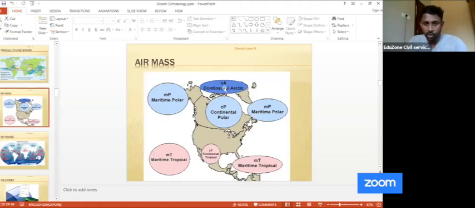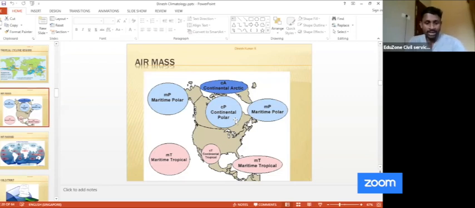You can see here, this is continental Arctic, continental polar, and maritime because it is in the ocean. This is polar air mass, and this is tropical air mass. So we have mentioned these different types of air masses. And now we are going to enter into our main area, that is temperate cyclone.